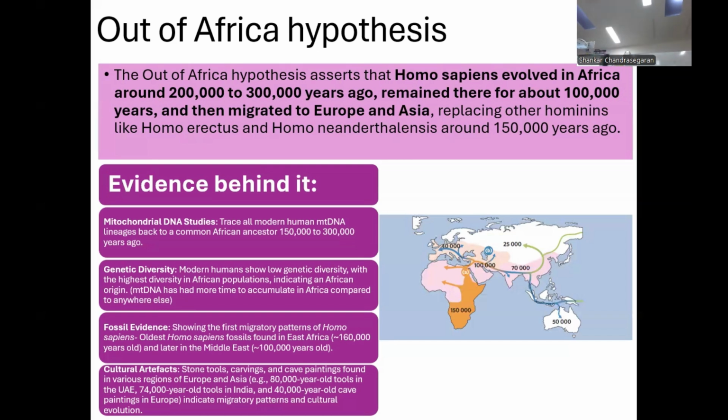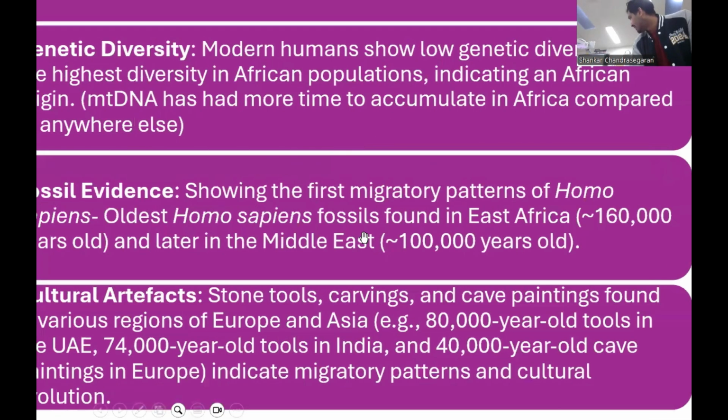So that's the third evidence, right? The fossil evidence showing that there is a timeline in which Homo sapien fossils were found and dated, where the oldest fossil was found on the east coast of Africa, at the age of 160,000 years ago, whereas the second fossil was found later in the Middle East, about 100,000 years old, showing that there was a migration happening with Homo sapiens. Lastly, the third one is that we found cultural artifacts, right?